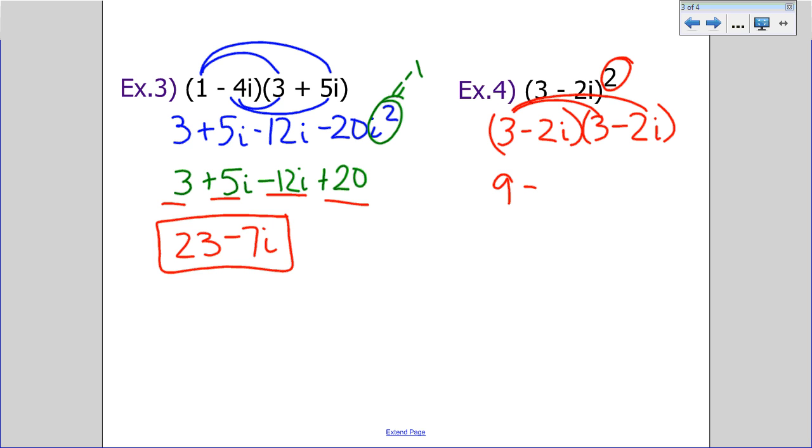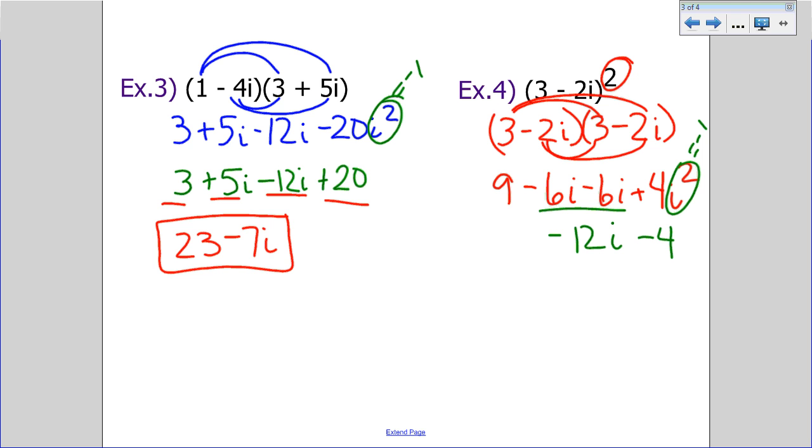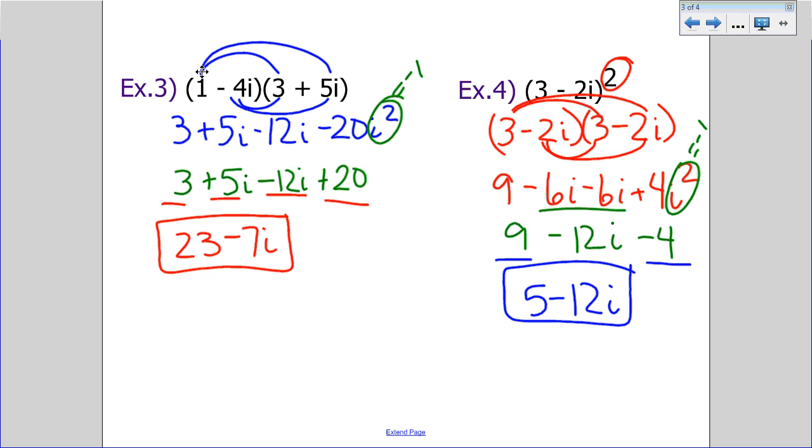3 times negative 2i is negative 6i. Negative 2i times 3 is another negative 6i. And then this is a positive 4i squared. As before, i squared still equals negative 1, so this is really negative 4, when we do a positive times a negative. These combine to give me negative 12i, and then we have the 9. Don't forget our goal would be to combine all of our like terms, so this is 5 minus 12i.